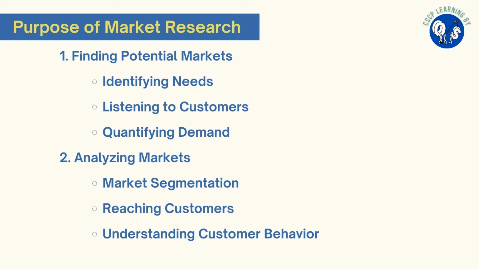Now, let's discuss what is the purpose of market research. Finding potential markets. In order to find potential markets, we first need to identify needs. Market research starts by asking, does anyone actually need this product? It looks for significant and unmet needs in the market. Then the second step is listening to customers. Sometimes current customers or even engineers who see ways to improve products can provide the first clues about unmet needs.